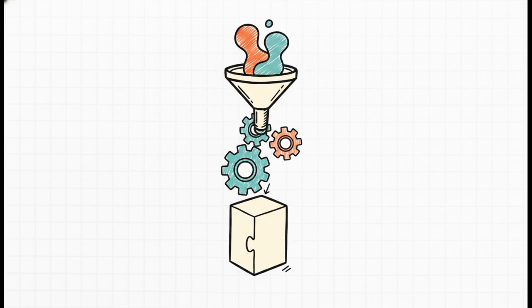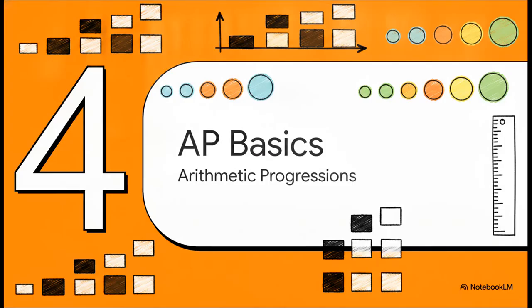If you know the two roots, let's call them alpha and beta, their sum is always negative b over a, and their product is c over a. Even cooler, if a test gives you the roots and asks for the equation, just plug them into this template: x squared minus the sum times x plus the product equals 0. It is incredibly efficient.